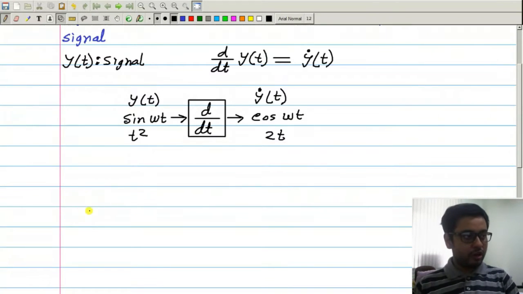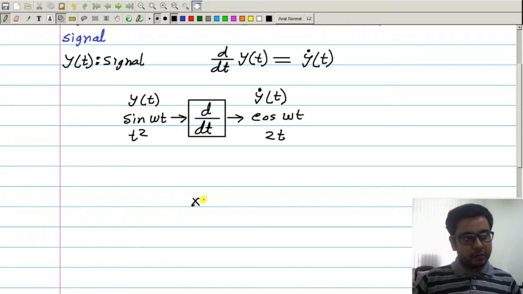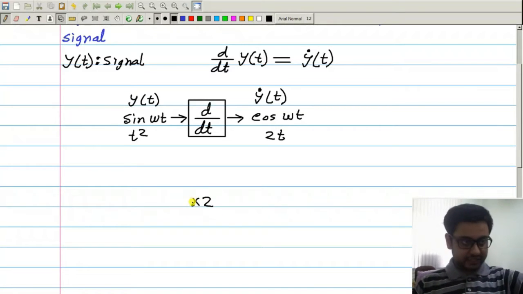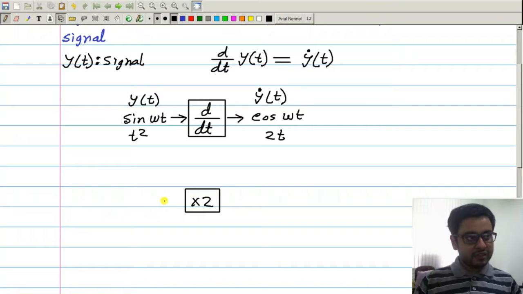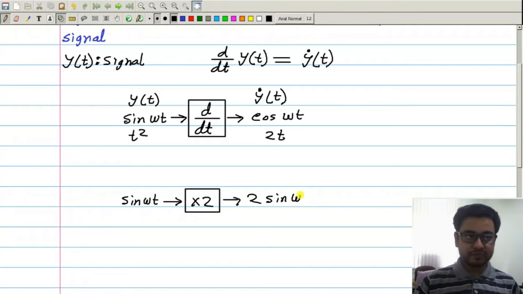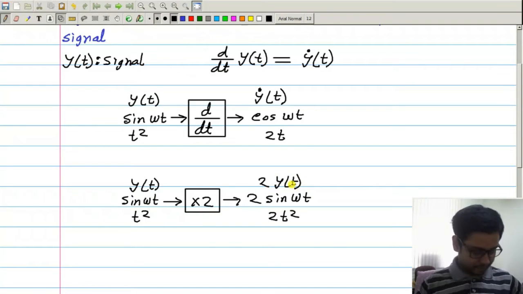Another example of an operator is the multiplication by 2 operator. If it acts on sin omega t, it will produce 2 times sin omega t. If it acts on t square, it will produce 2t square. In general, if it acts on y of t, it will produce 2 times y of t.